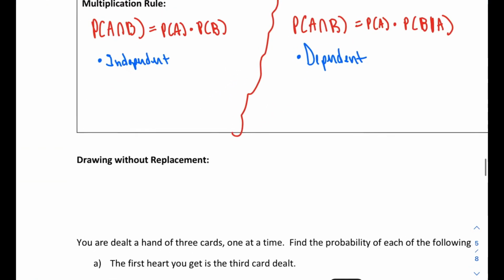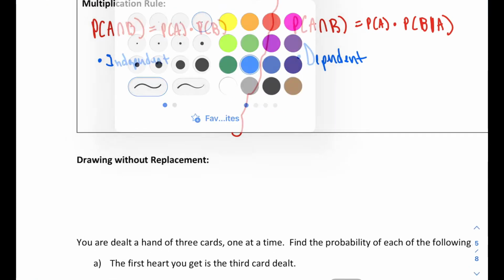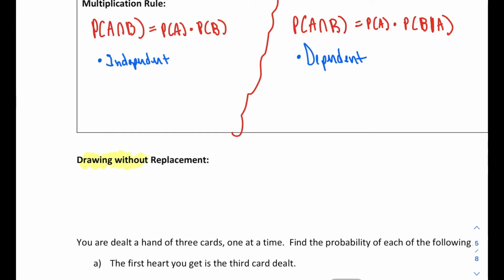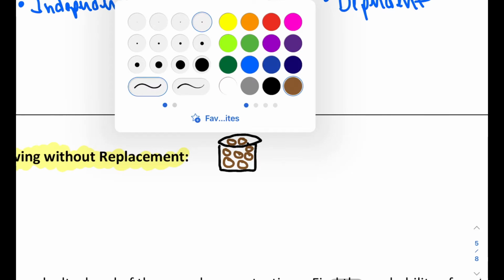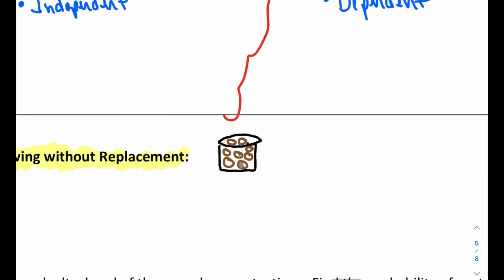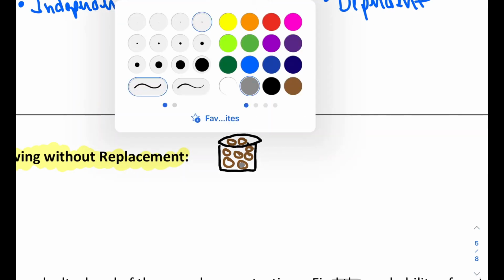Alright, so we'll see how this looks with one of these examples down here. But before we get to that, we have to think about this phrase that comes up a lot with probabilities: drawing without replacement. Let's think of my favorite snack, little cookies. Let's make it 8. I have 8 cookies in my jar, and let's say I were to randomly select one. The probability that I randomly pick, let's say, this gray one, is 1 out of 8.